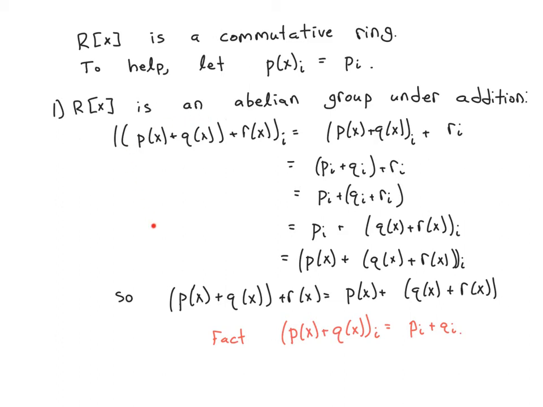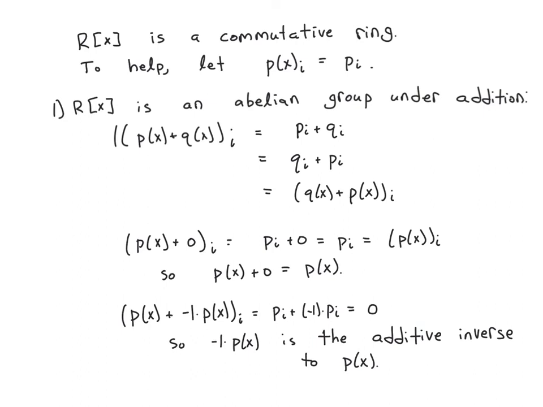Note here that if I want to make this a fully formal proof, I should be a little more careful and specify that i is a positive integer that's at most the maximum degree of the three polynomials, and specify to the reader that we're still using the convention where p sub i, q sub i, or r sub i is equal to 0 when i is bigger than the degree of the corresponding polynomial.